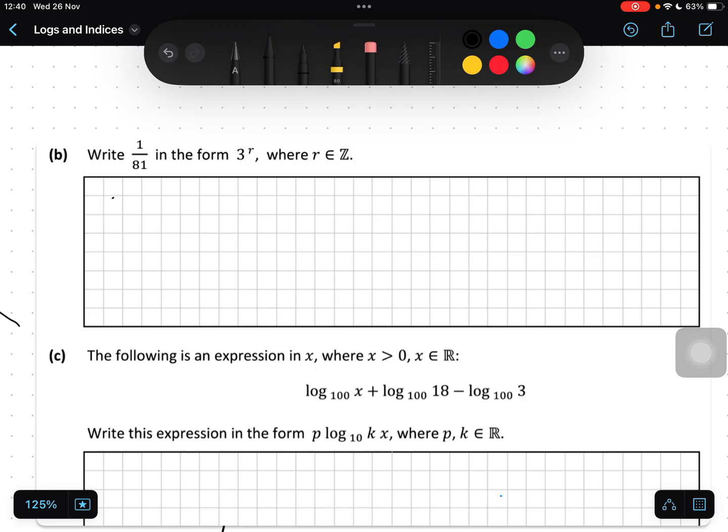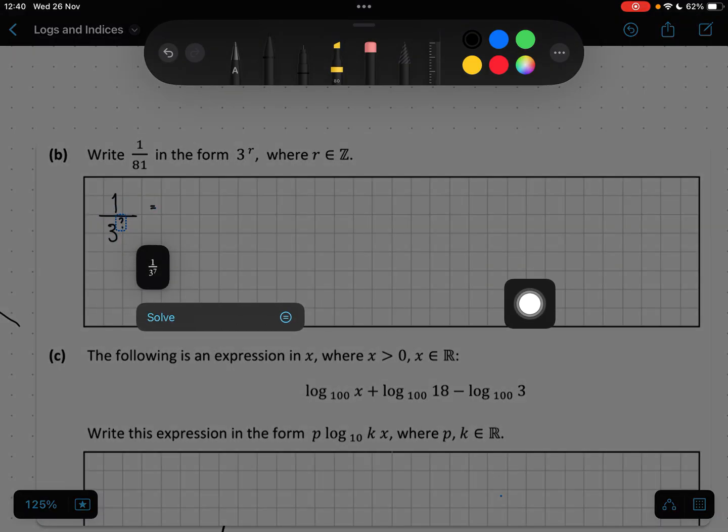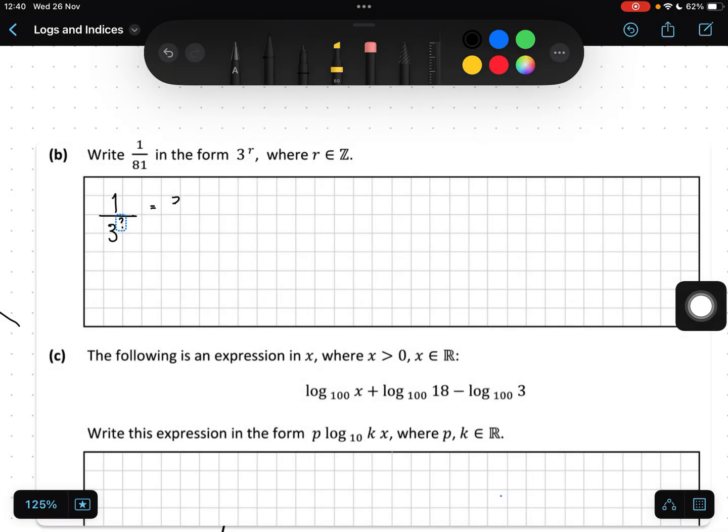I could do 1 over 3 to the power of what? So if I can rewrite 81 as 3 to the power of something, then I can figure out what it is. So 3 to the power of what is 81? Well, it's 9 by 9. So that's 3 squared by 3 squared. So 3 to the power of 4. It doesn't ask me for 3 on the bottom of a fraction with a power. It wants it up here. So the only thing I would need to do there is use my indice rule.